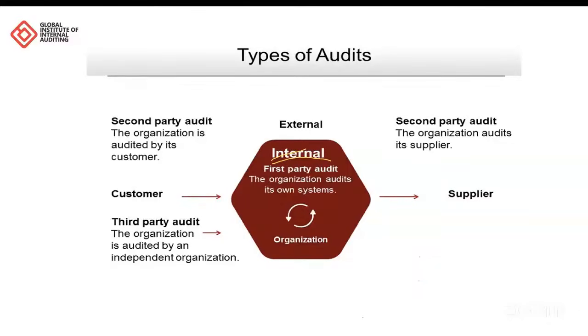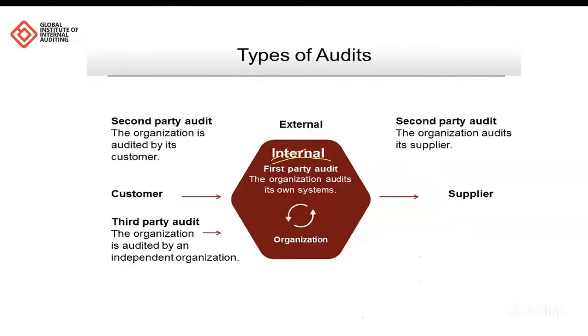Now, we have the second part, the external audit. This external audit is now divided into two: the second party audit and the third party audit. Internal audit is always a first party audit as far as ISO is concerned. The second party audit and the third party audit are regarded as what?